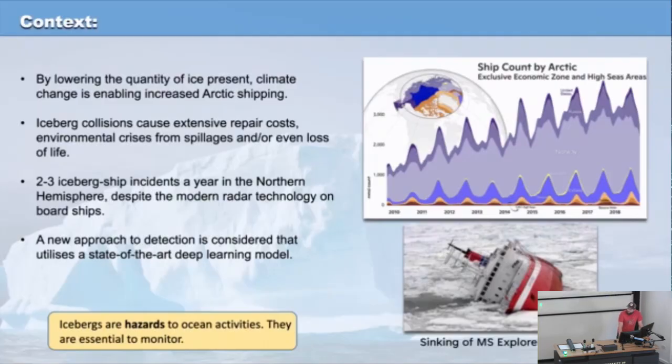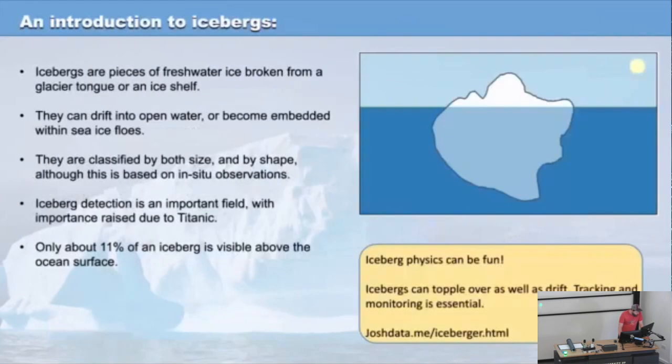So there is a new approach to detection being considered here that utilizes deep learning. Icebergs are of course major hazards to ocean operations, not just ships but oil rigs, and they can also be problematic if you're in indigenous areas of Canada and you are fishing. Your fishing supplies could be disrupted by icebergs.